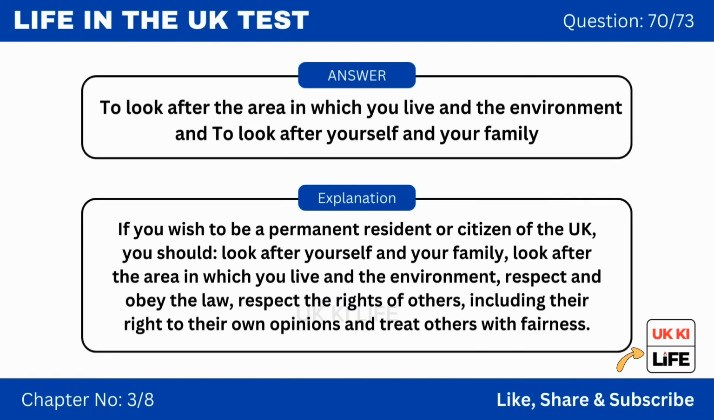Explanation. If you wish to be a permanent resident or citizen of the UK, you should look after yourself and your family, look after the area in which you live and the environment, respect and obey the law, respect the rights of others, including their right to their own opinions, and treat others with fairness.